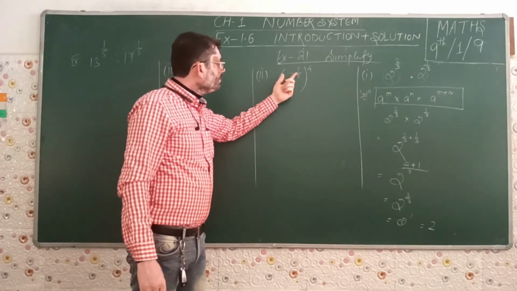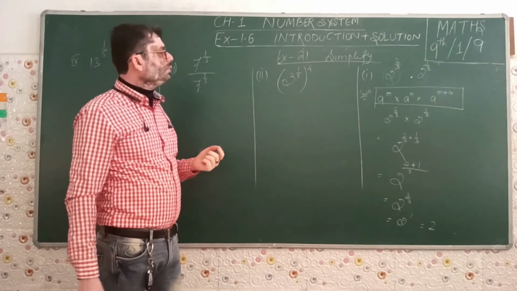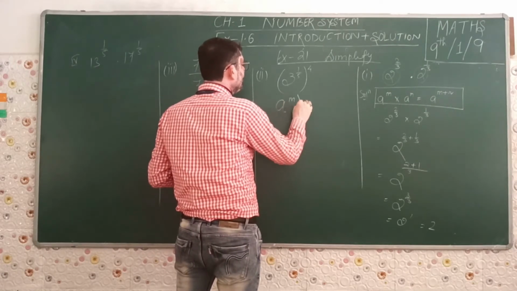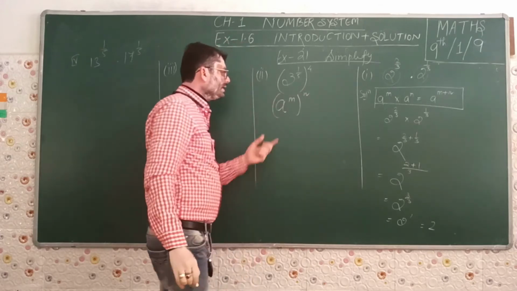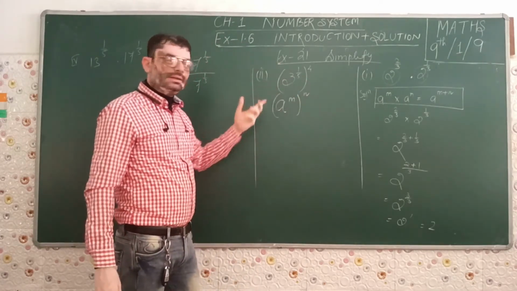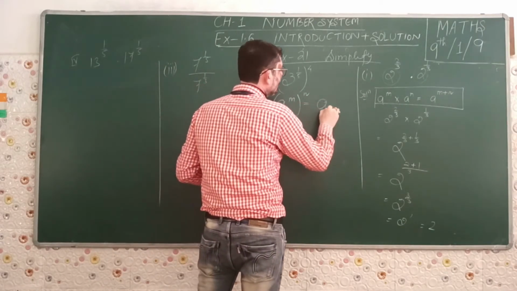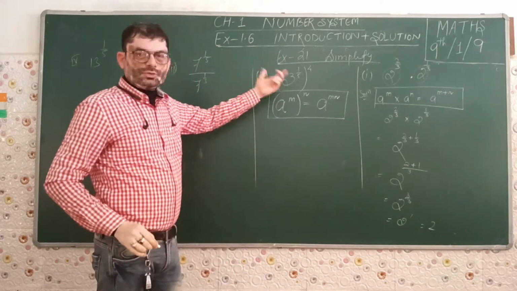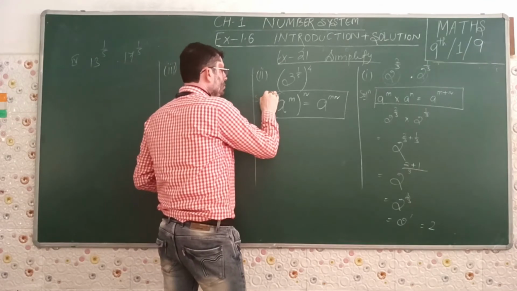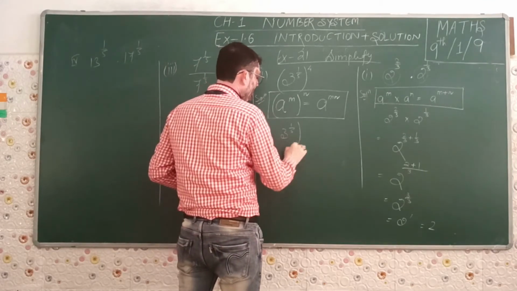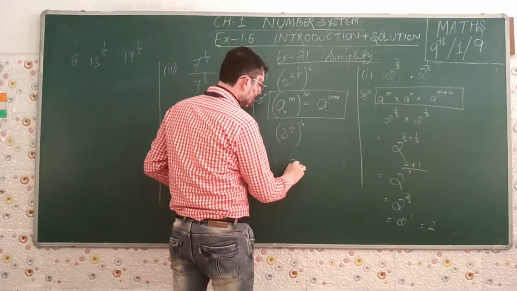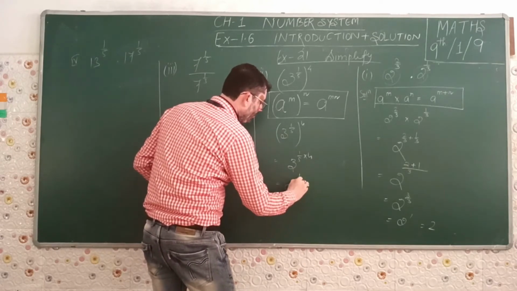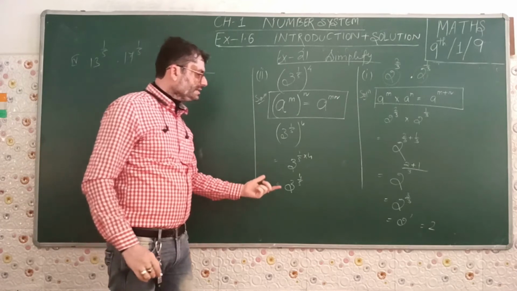3 to the power 1 by 5 whole to the power 4. So again here also we can apply a law of exponent. What was that law of exponent? a to the power m whole to the power n, whatever it is given, can be expressed as a to the power m into n. This is the law that we will be applying in this question. So let us apply. This is my solution. This is 3 to the power 1 by 5 whole to the power 4, and this can be written as 3 to the power 1 by 5 into 4, so this is 3 to the power 4 upon 5. So this is the final answer that we will be getting.